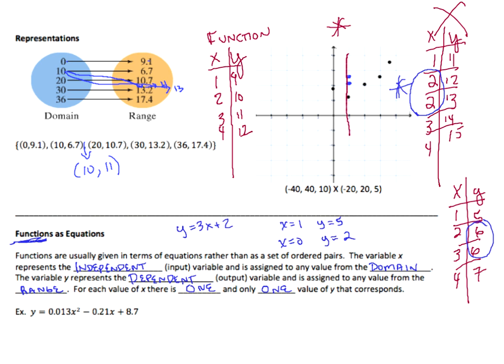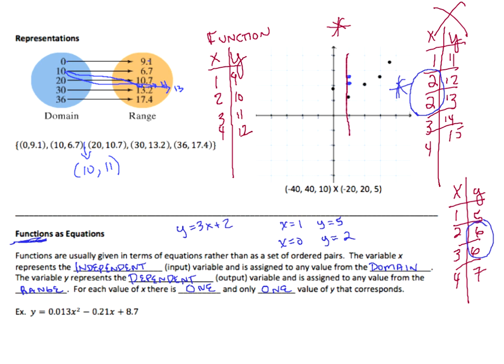Give or take some restrictions with certain functions. With linear functions, which is what I have there, y equals 3x plus 2, you can choose any real number you want to plug in. So that's why it's independent. You can pull it out of the air if you'd like. The reason that the y is the dependent variable is because it absolutely depends on what you've plugged in for x. So hopefully that makes some sense to you.